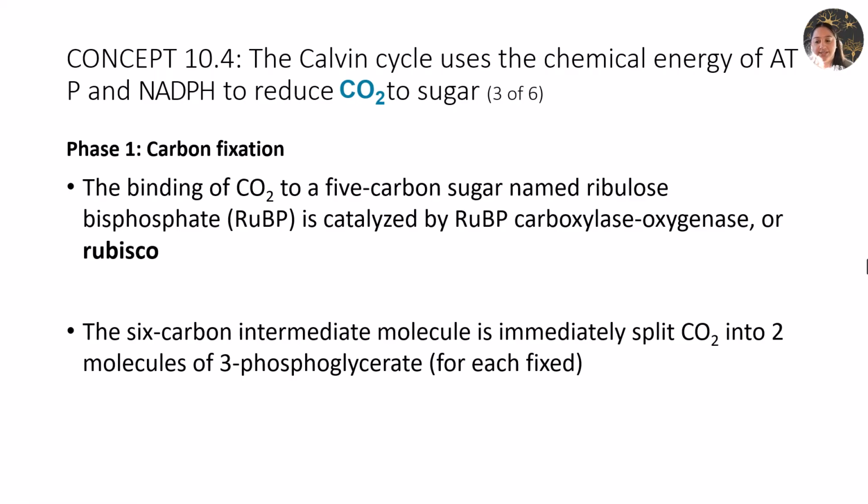So that next intermediate goes from having 5 carbons and then another carbon added on to now being a 6-carbon intermediate. And then this intermediate molecule is immediately split into 2 molecules of 3-phosphoglycerate.